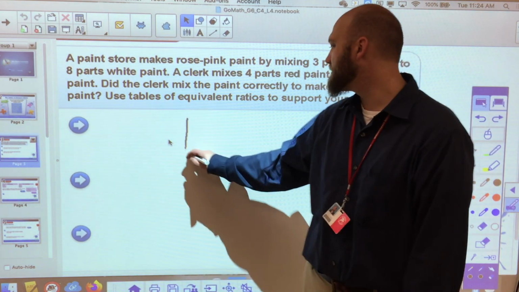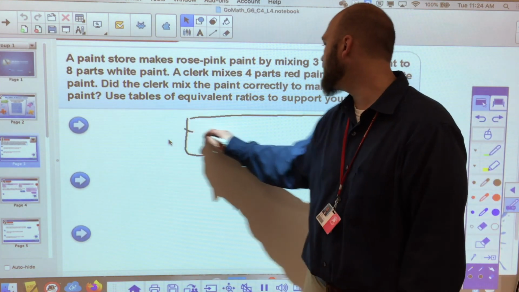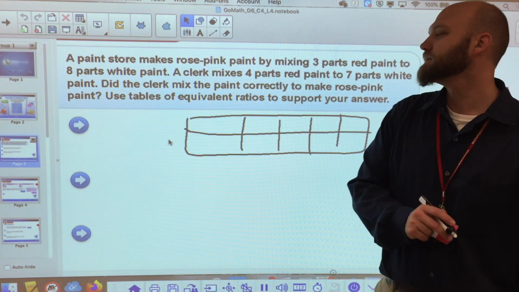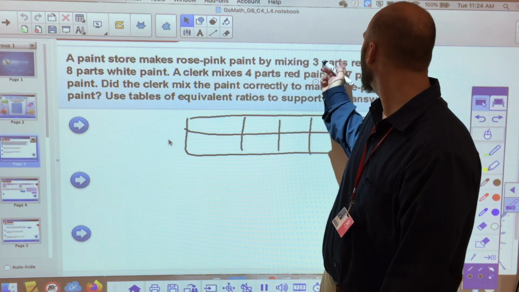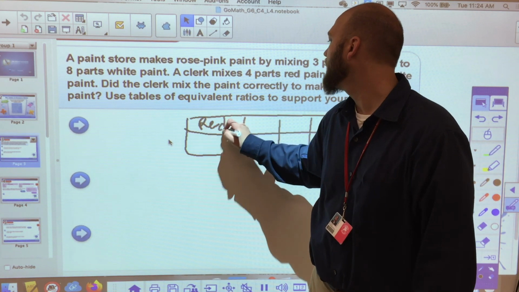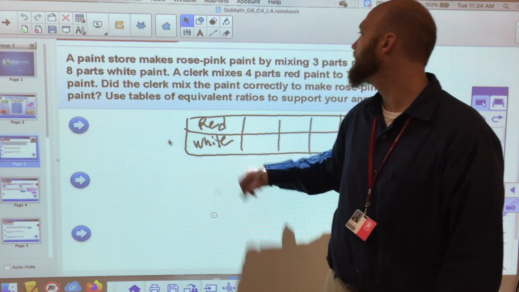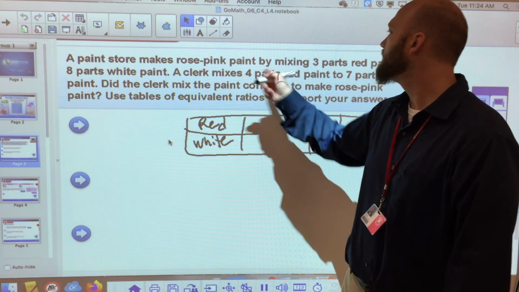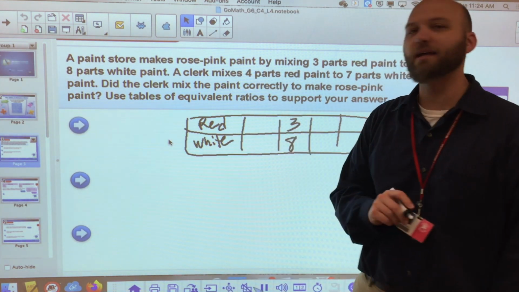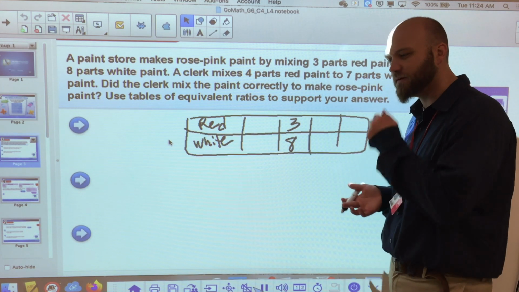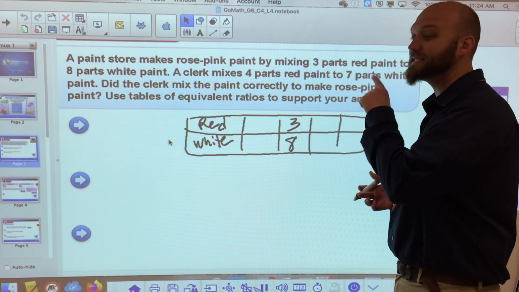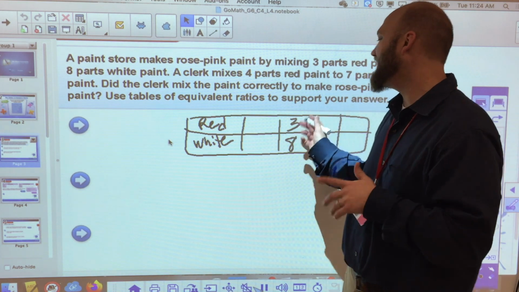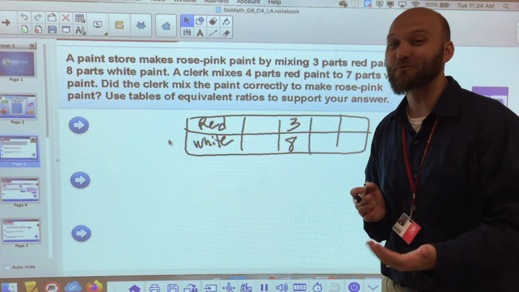So the best thing for me to do would be to make a rate table right here. And I would say rose pink paint, we have red paint, and we have white. Now, 3 parts red paint to 8 parts white paint. That's a 3/8 equivalent. Can I simplify that to find a unit rate? I can, if I divide it by 3.